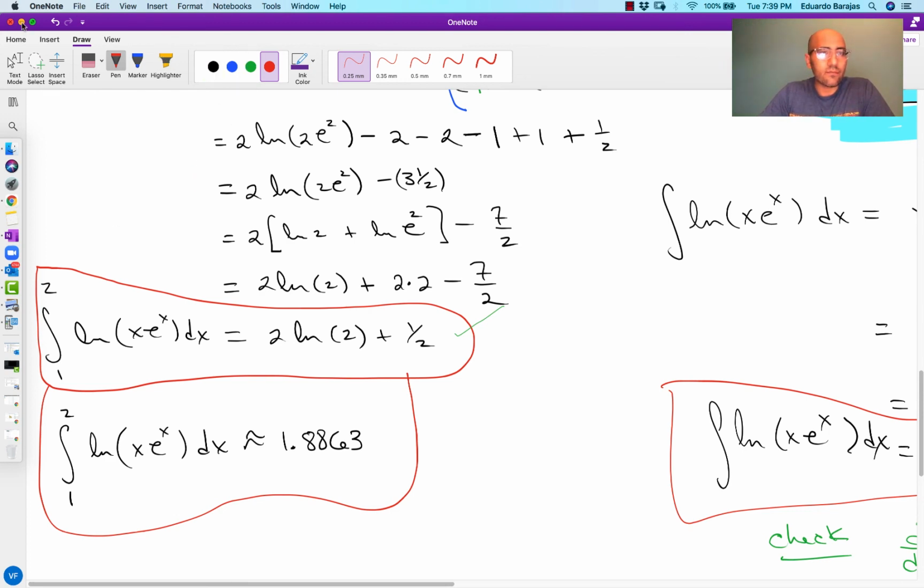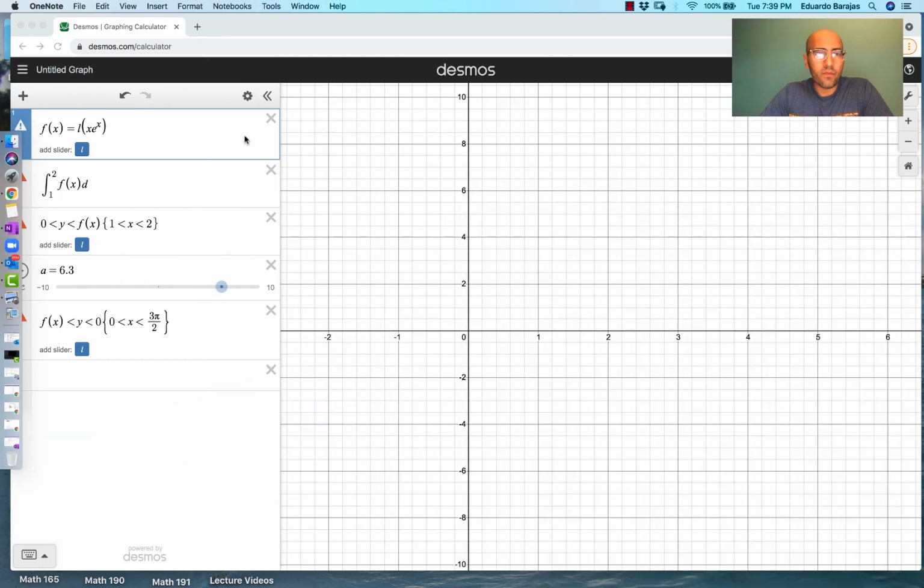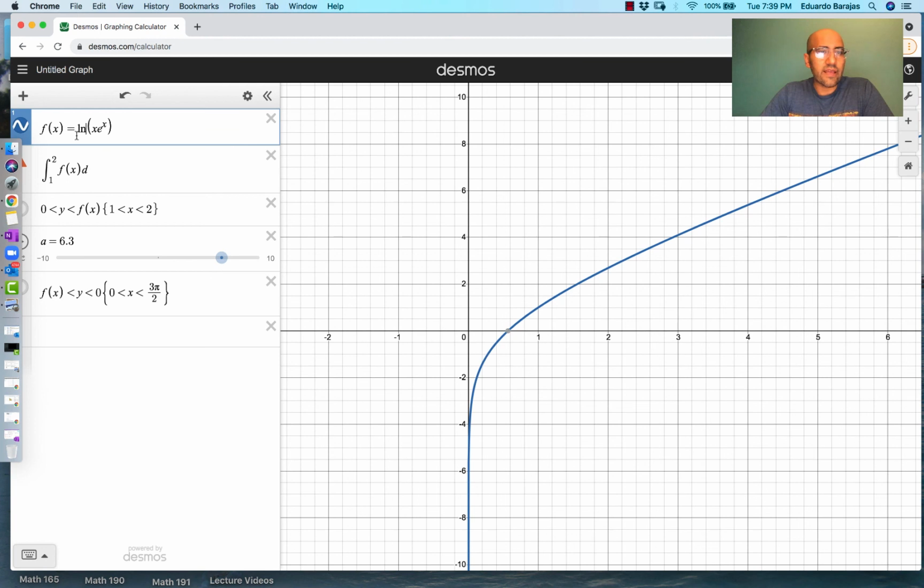So let's graph it. Okay, so here's my function, f of x equals ln x e to the x. That's this guy right here. And if I want to find the area between 1 and 2, that would be this result right here. Area between 1 and 2. So below the function f of x equals ln x e to the x, above the x-axis, and then trapped between the vertical lines x equals 1 and x equals 2. That's the area I want right in there.